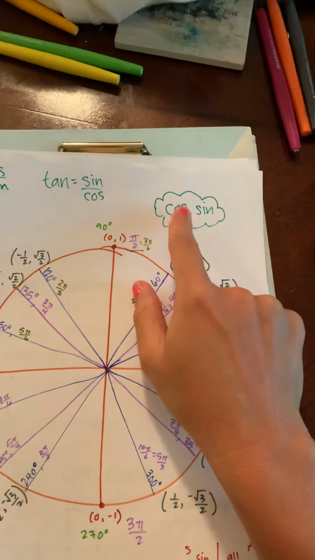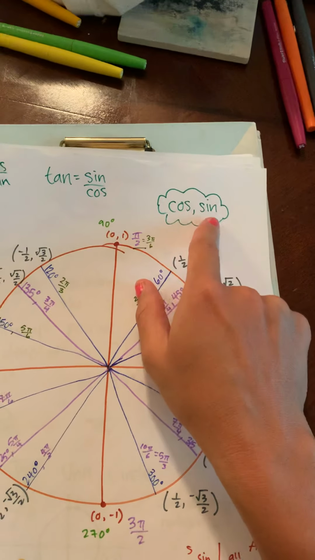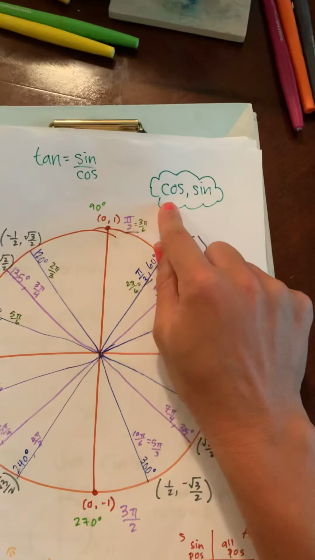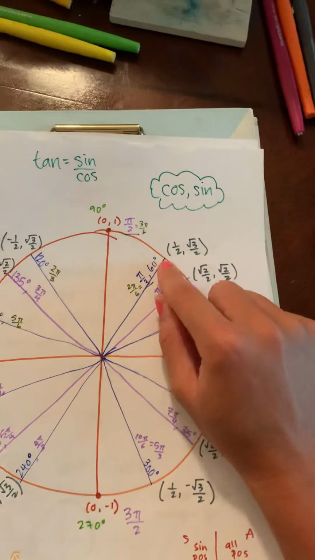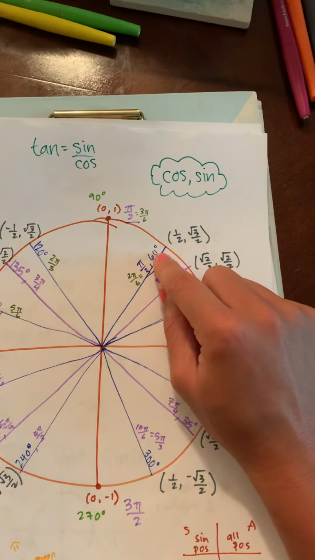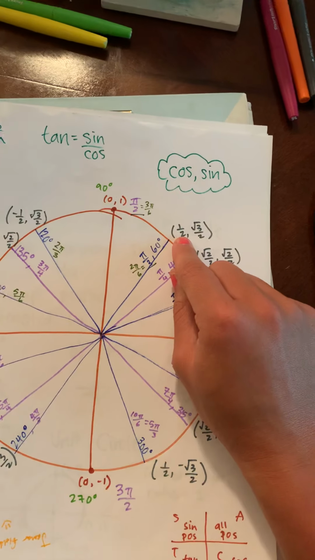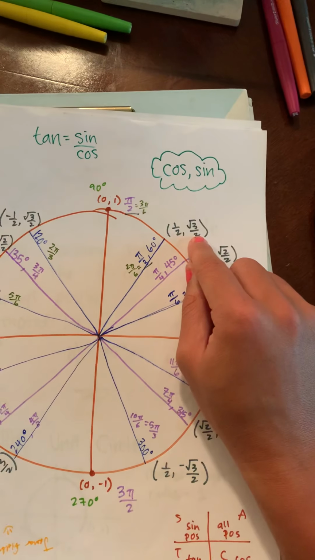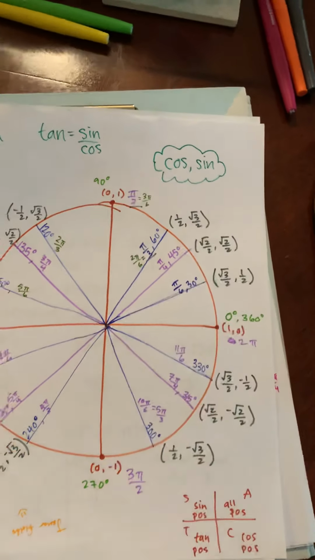The first thing, you have to write cosine, sine. You know how these are two points? C comes before S in the alphabet. So cosine of 60 degrees is 1/2. Sine of 60 degrees is root 3 over 2. So you'll be asked things like that.